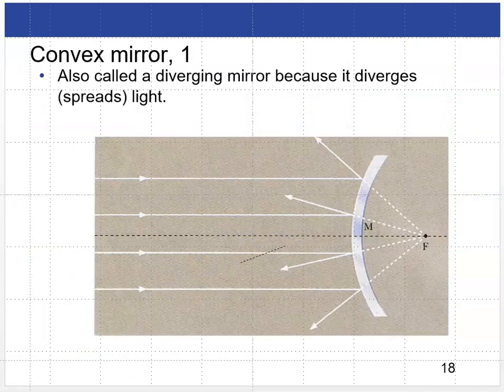Now, the other main type of curved mirror is a convex mirror. It's also called a diverging mirror because it diverges or spreads light. So parallel light coming in here will bounce off the mirror and will all come out diverging. They're spreading out. If you take the reflected rays and extend them backward through the mirror, they'll all come to a common point called the focal point. And the focal point is behind the mirror. So you can guess that this is going to form virtual images.